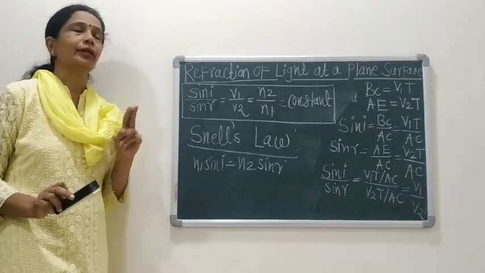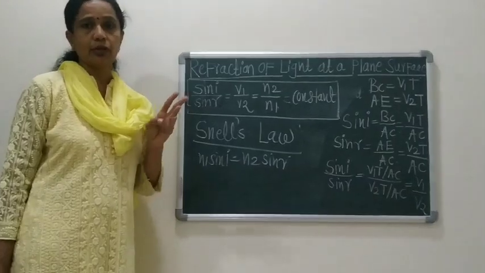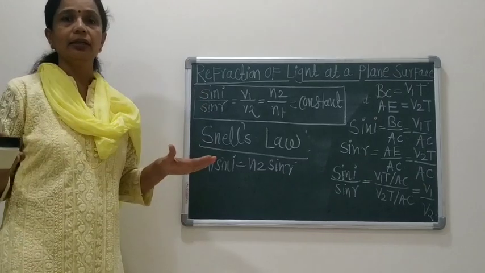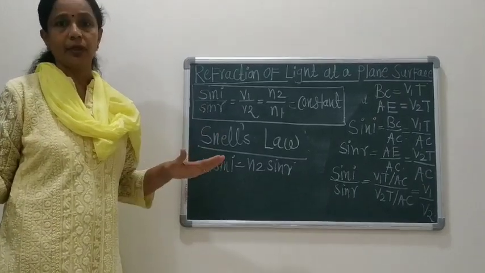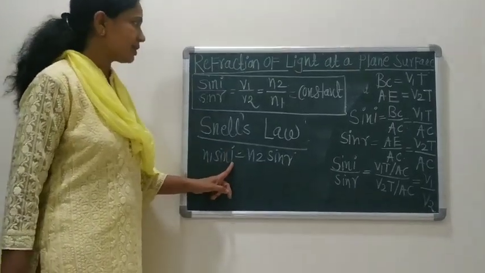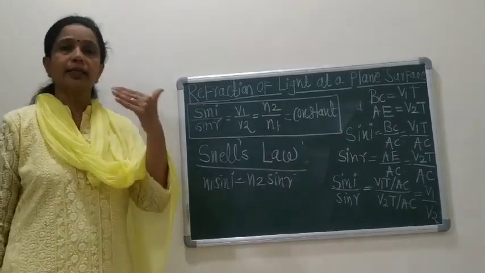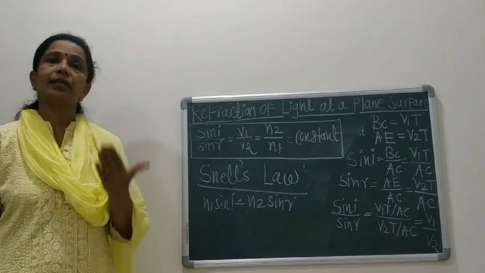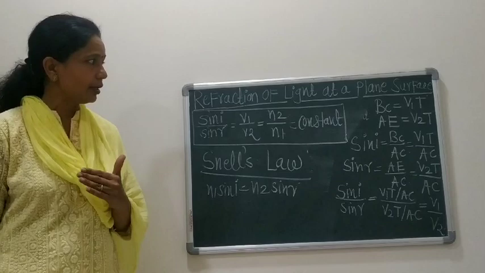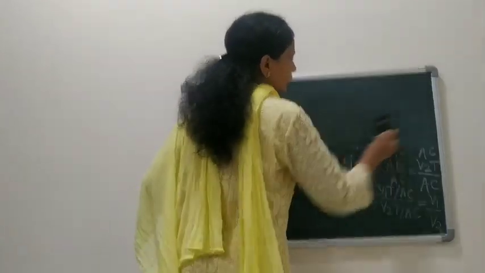Then the second statement of the laws of refraction is that the incident wave, normal and refracted rays are in the same plane. These two statements are important. The first one is N1 sin I is equal to N2 sin R, and the second one is that the incident rays, refracted rays and normal are in the same plane. This is the important point. Now the next point, which is again a simple one.